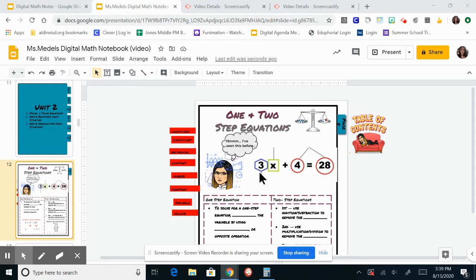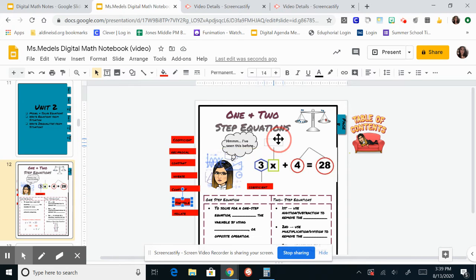So first we need to identify the different parts. This 3 is what we call a coefficient. And you are also going to see coefficients in science when you are talking about products and reactants, chemical formulas in science. This x is called a variable. So I'm just going to drag that there. That is a variable. These numbers off to the sides are your constants. Okay, so those are the different parts of an equation.